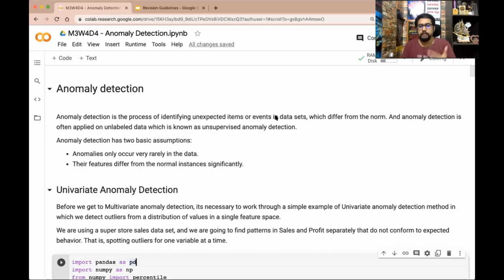This is the inherent assumption that you are making: you know that these will be different from all the others, and these will be rare. These fraudulent transactions will be rare in the whole data set. You will not find them frequently. So you start looking from that lens, that I need to find the ones which do not look like the others.